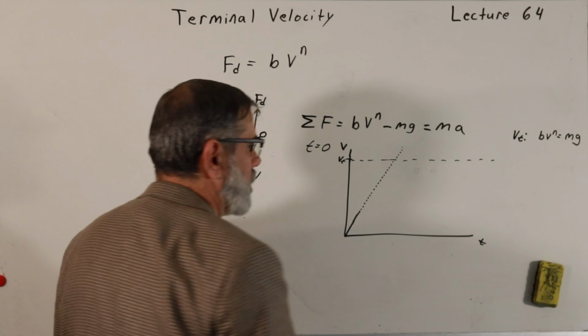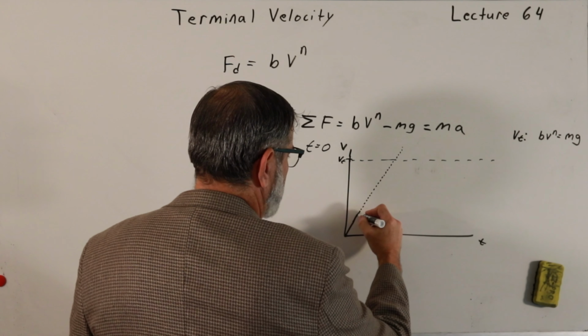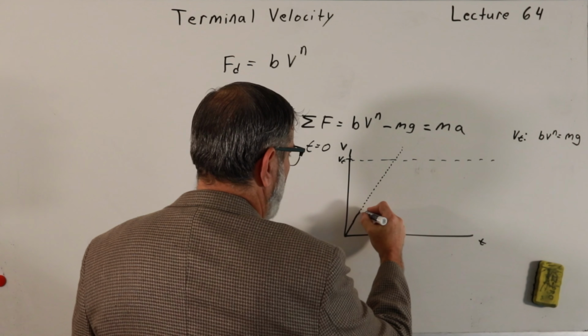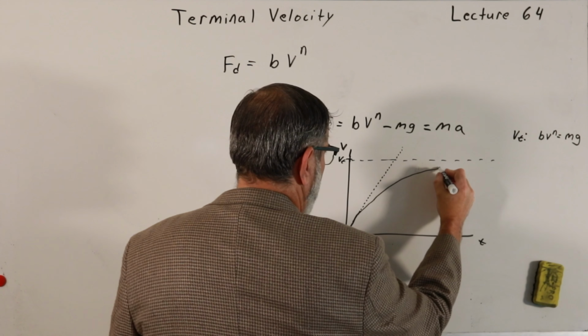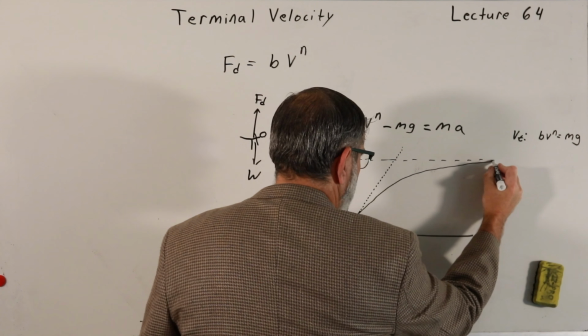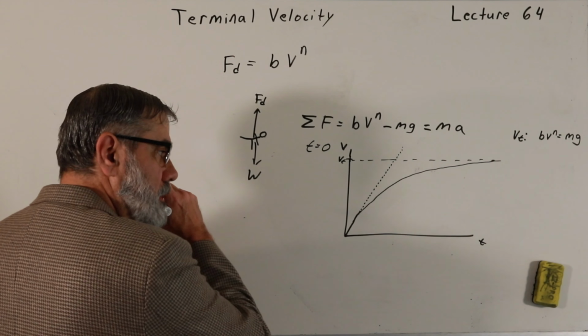This is basically an asymptote, right? So we're going to approach that terminal velocity. And it's going to cause this graph to stop going in a straight line and asymptotically approach this terminal velocity, okay? All right. So what is this terminal velocity?